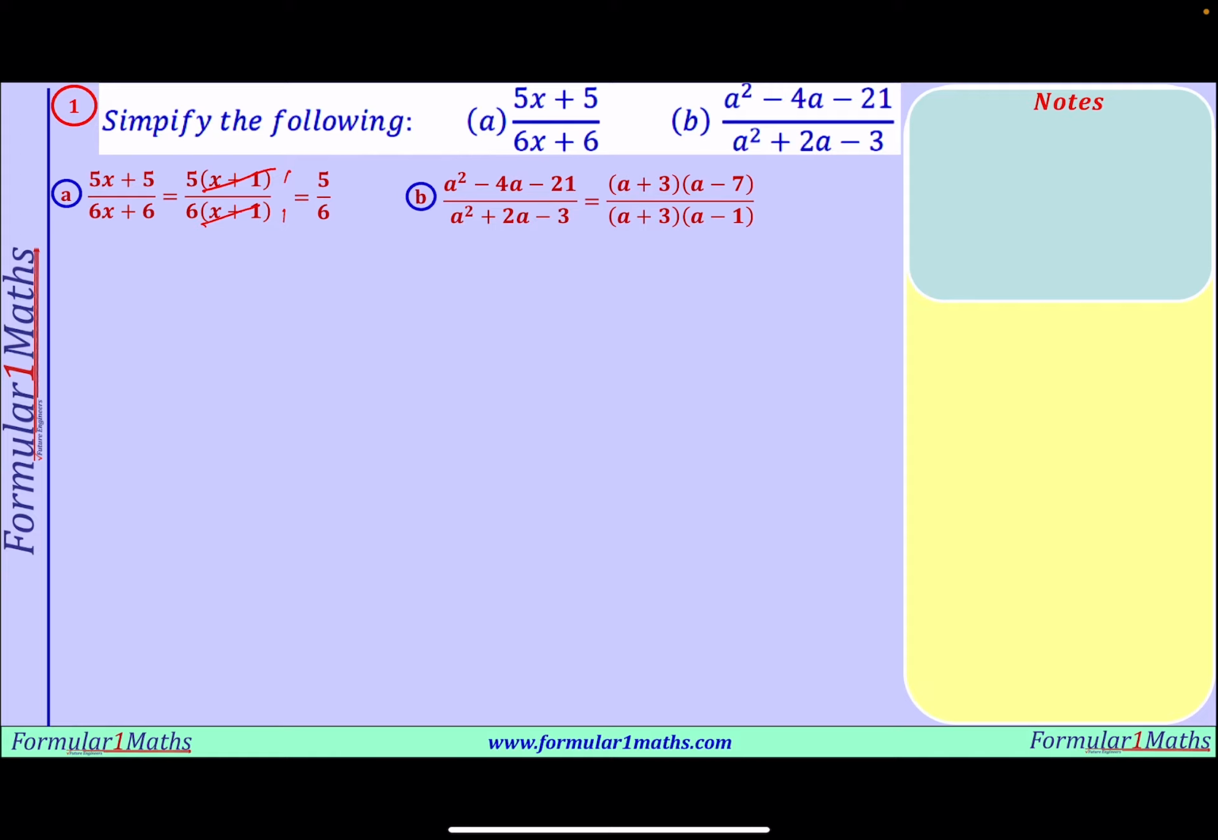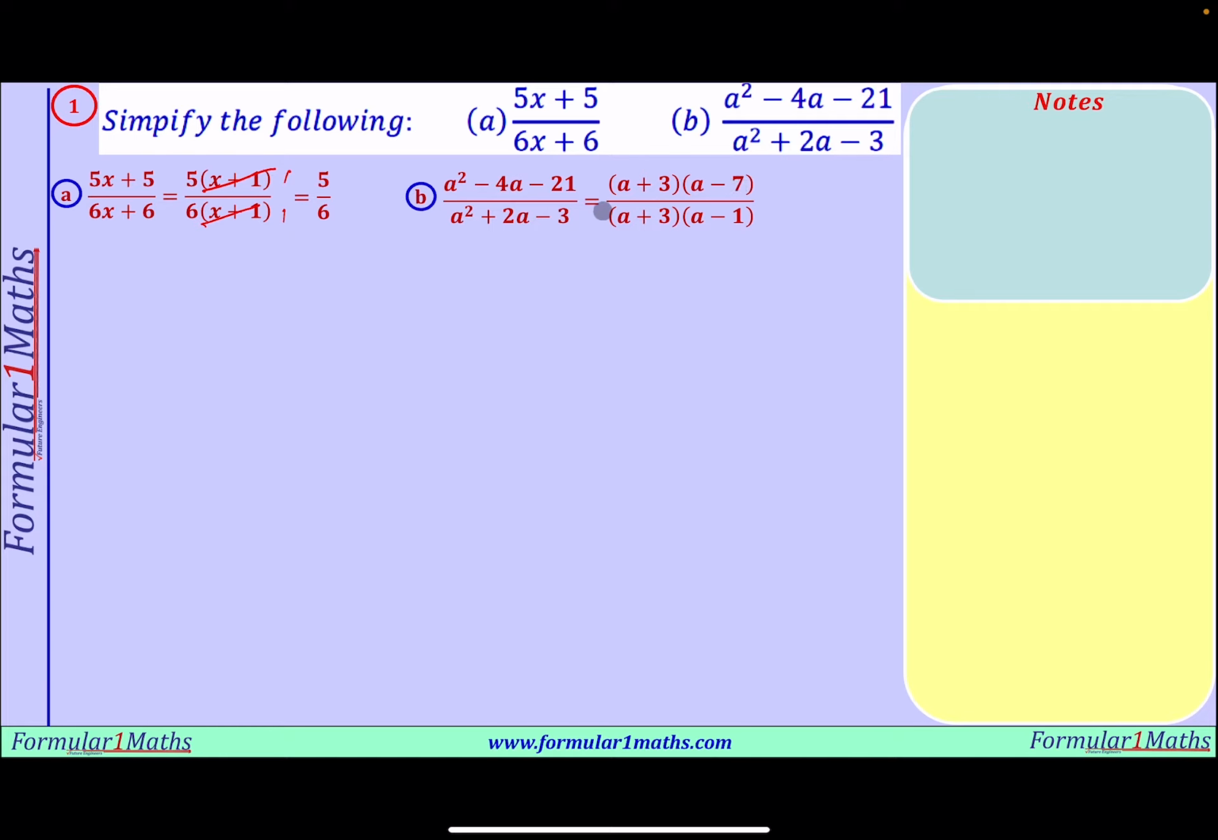For B, we need to factorize again the numerator and the denominator. And this is quadratic factorization. So you need to be very familiar with quadratic factorization. For the numerator, we need two numbers which multiply to give minus 21 and add to give minus 4. And those two numbers are 3 and minus 7. And that's why we have got this here.